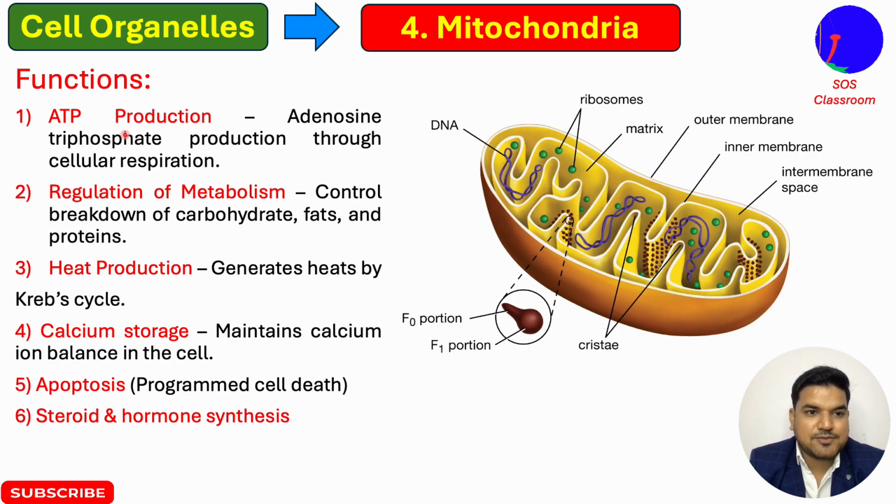Next, what are the functions? ATP production, already discussed. Next, the regulation of metabolism, like control of the breakdown of carbohydrates, fats, and proteins. Heat production, generated by the Krebs cycle. Calcium storage, maintaining the calcium ion balance in the cells. And apoptosis, which means programmed cell death. Next is steroid and hormone synthesis. So these are the main functions of the mitochondria.